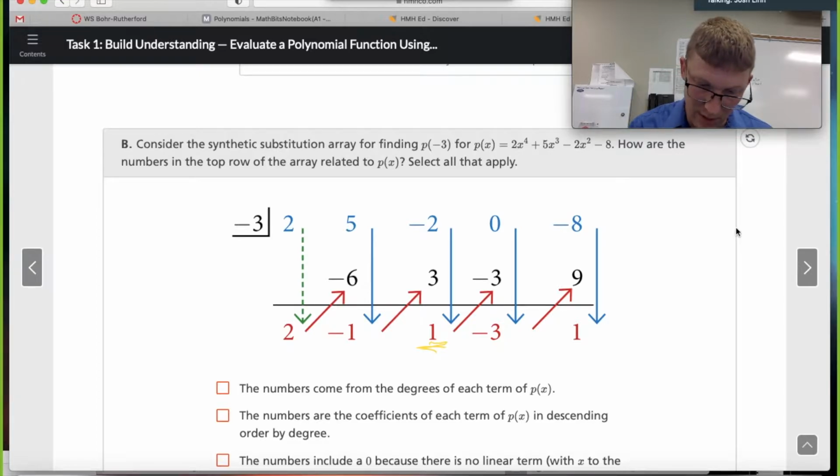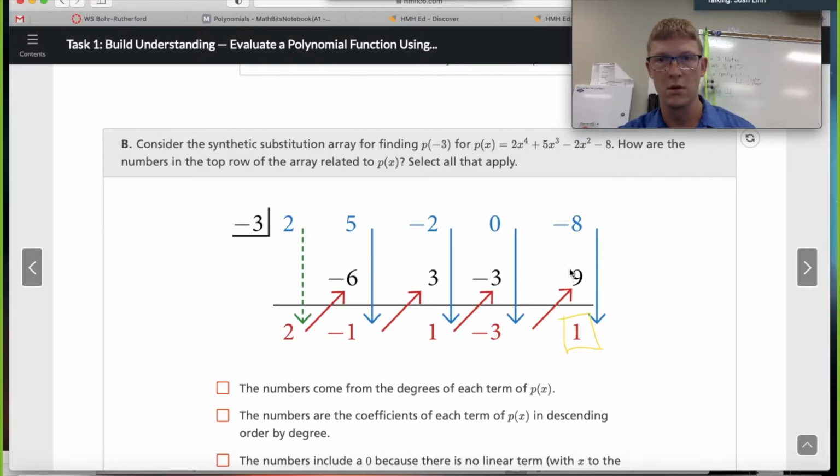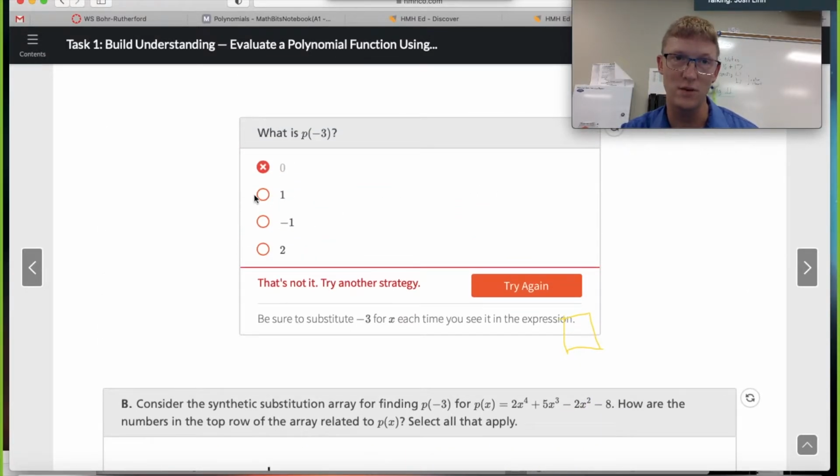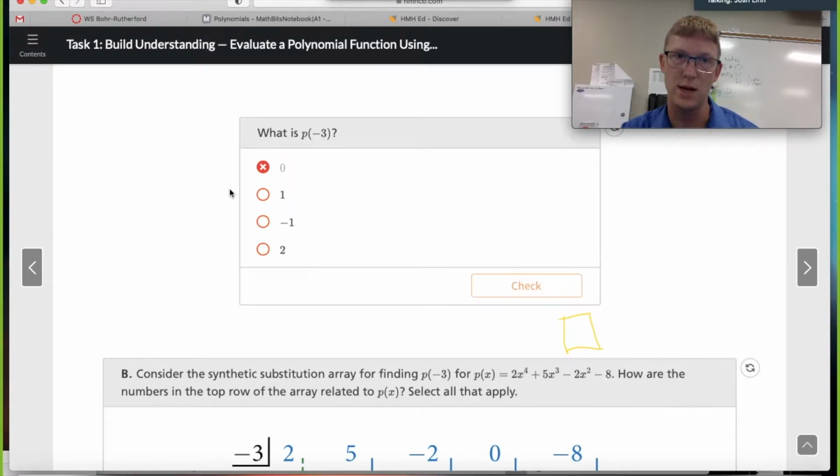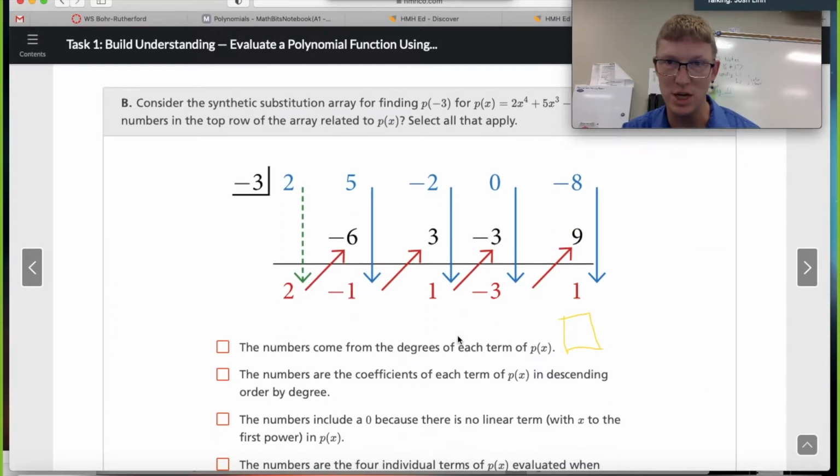Again, 1 times negative 3. That's where this number comes from. So 0 minus 3, negative 3. So then negative 3 times negative 3, you're going to have 9. And then negative 8 plus 9 is 1. So the answer for p of negative 3 is your final number here. So we can come back up here since we did synthetic division. Try again. 1. Yay! I cheated.